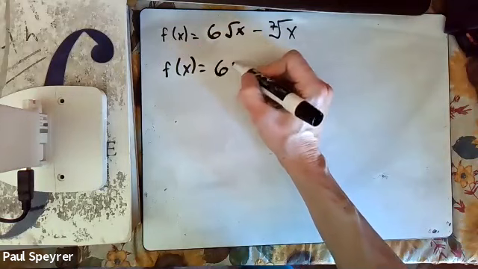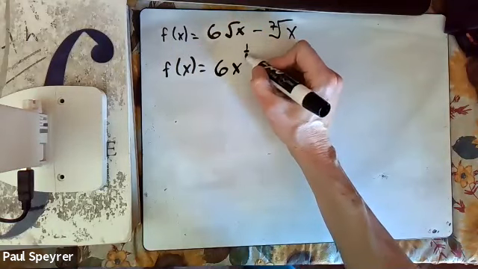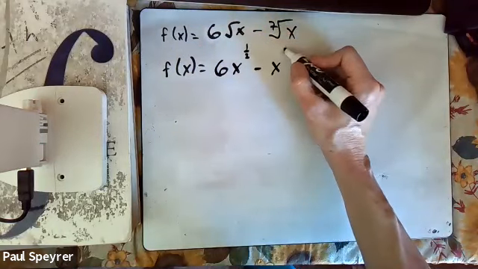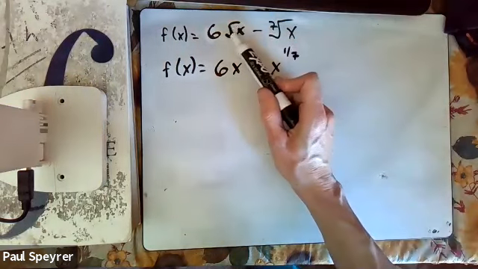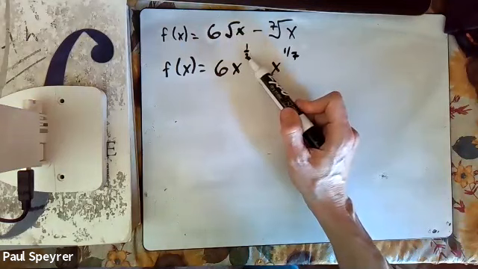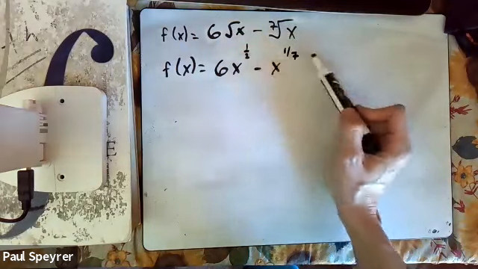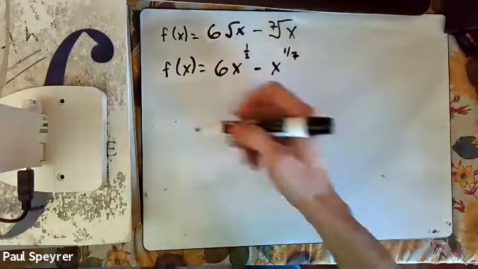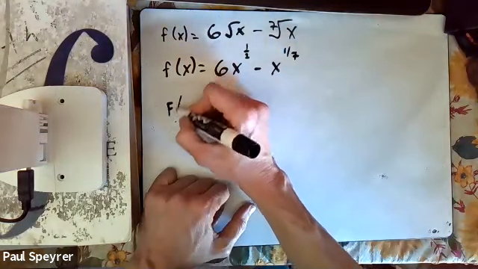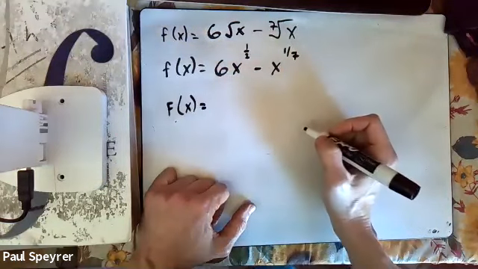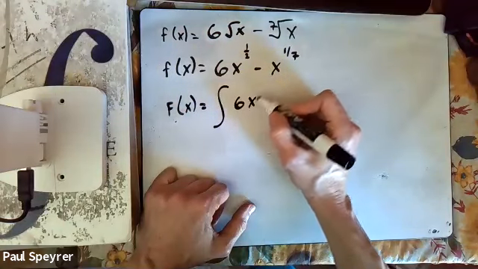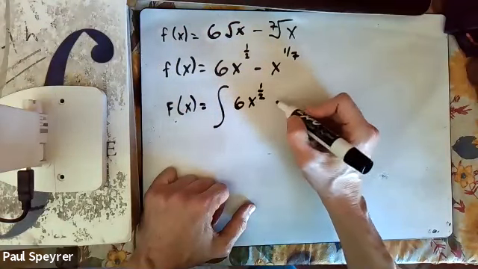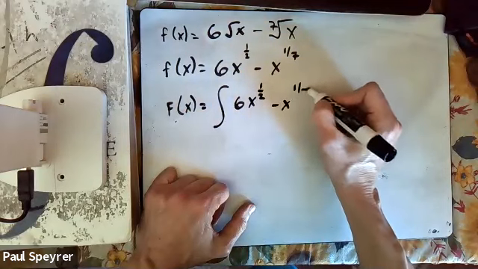So this is just 6x to the 1/2 minus x to the 1/7, right? Remember, whatever the index is, this is a 2, right? If they don't give it to you, that becomes the denominator of your fractional exponents. So now that we have that, we can go out there and figure out the integral or antiderivative of these pieces.